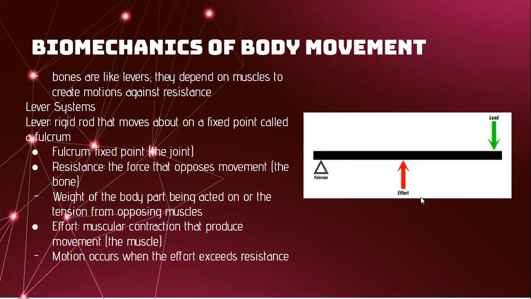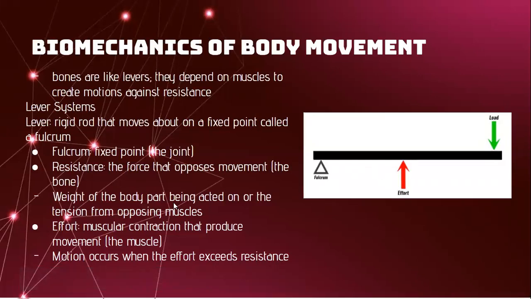Here the resistance is demonstrated as the load, but basically the resistance is anything that has weight. If you're holding a really heavy weight, that opposes the movement. It's harder to move your arm because there's such a big force on it. You're trying to move the weight, but it's so heavy that it opposes movement. So the body part being acted on, or the tension from opposing muscles, is the resistance. You can think of it as weight, force, or load.